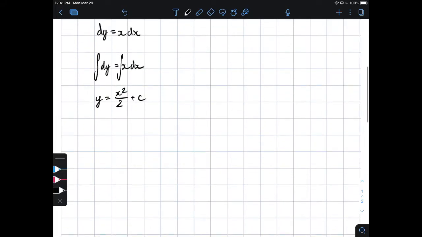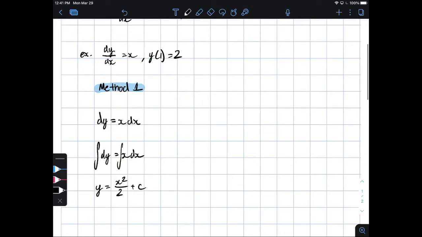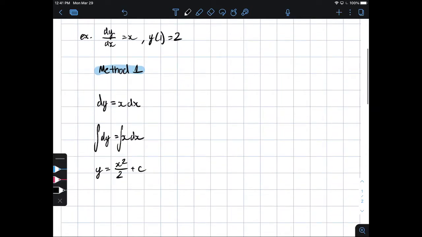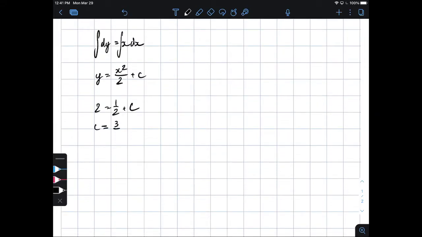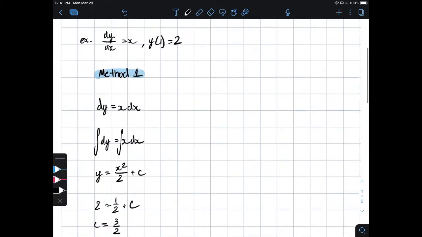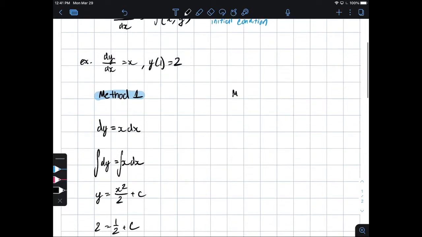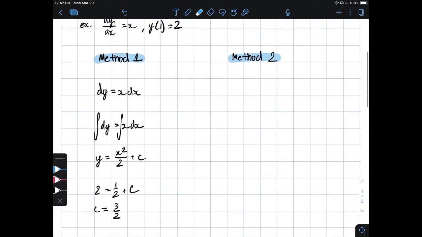But again, we don't want to keep it in terms of c. We have an initial condition, so I'll have to use that. We're just going to plug in our values. X equals 1, y equals 2. So we're going to say 2 is equal to 1/2 plus c. Thus, c is equal to 3/2. And that was really simple. Obviously, that was a really simple problem, but that is the gist of it. I just want to showcase these two methods for review.